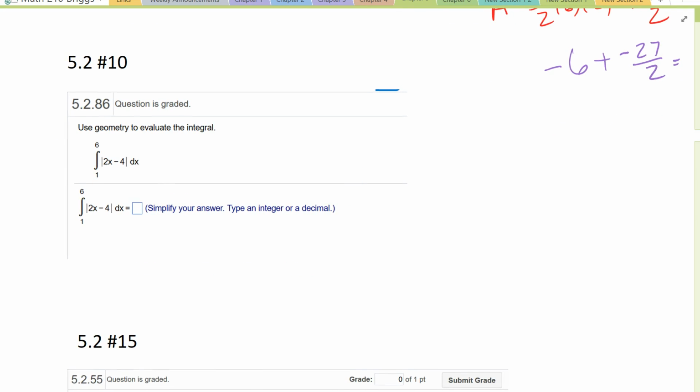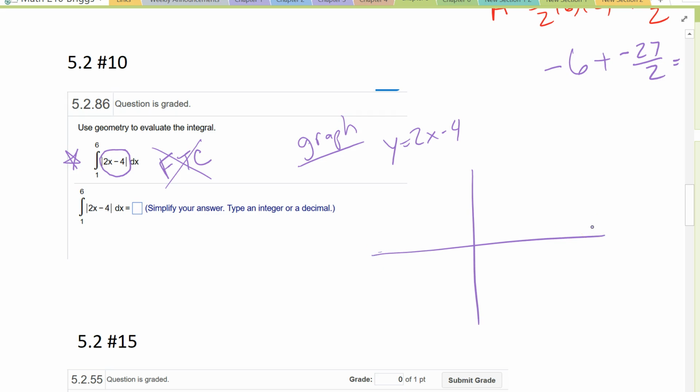Use geometry to evaluate the integral. I've seen a problem like this come up on the final exam, and a lot of times you can use the fundamental theorem of calculus. However, the power of the fundamental theorem of calculus really fails here because you have to do quite a bit of work to get rid of this absolute value. But if we were just to graph the line y equals 2x minus 4, I could plug in some points, or I could say this has a slope of 2 and goes through the y-axis at -4. So I go up 2 over 1, up 2 over 1.